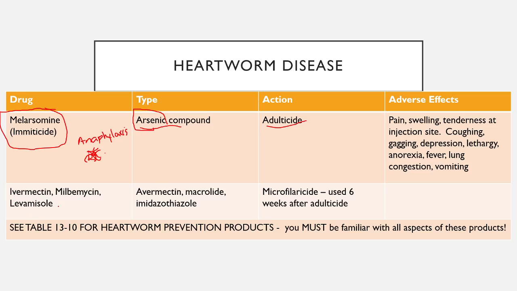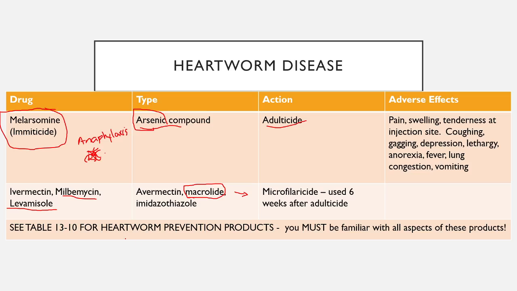Ivermectin, milbemycin, and levamisole, these are all ivermectins and avermectin. Milbemycin is a macrolide. This is something that kills the bacteria as well. And levamisole is an imidazothiazole. So these are all microfilariacides. They kill babies. And they can be used 6 weeks after the adulticide, although the Heartworm Association is now recommending that we start those right away.